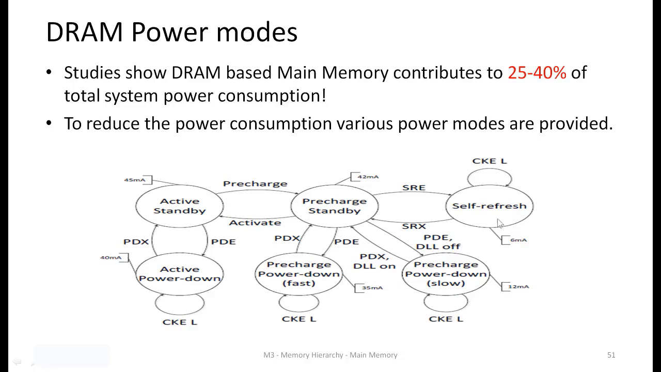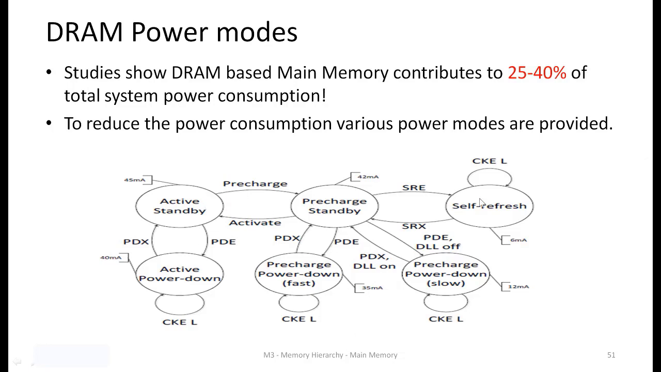If you see, in the self-refresh mode the current needed is just 6 milliamperes, whereas in complete active standby mode, we need 45 milliamperes. In power down fast mode, it is 35. In power down slow mode, it is 12 milliamperes. So the memory controller, being aware of these various power down modes, if it wants to save some power, needs to observe how the memory utilization is and accordingly move the rank into one of these states.